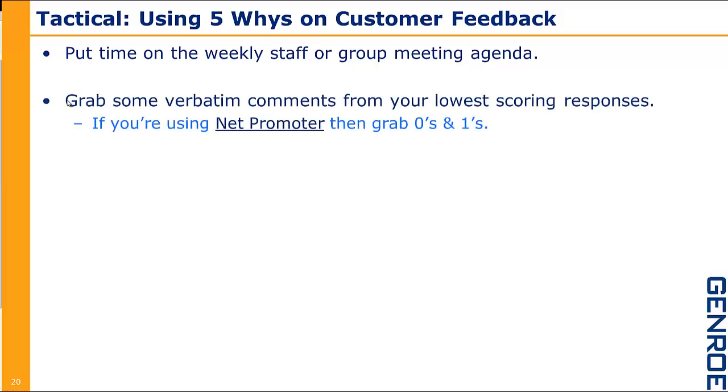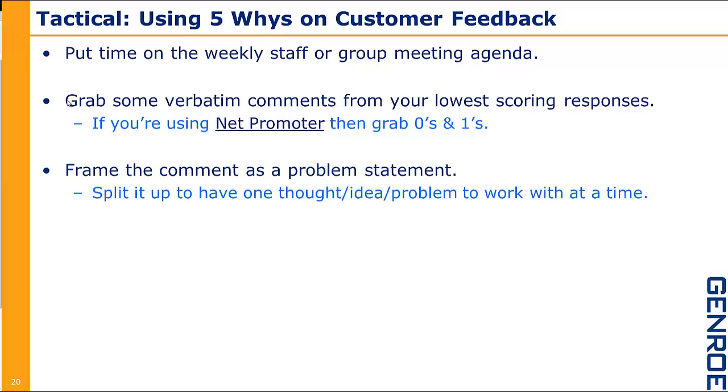Then grab some verbatim comments from your lowest scoring responses. So find some customers who aren't happy. If you're using Net Promoter, then zeros and ones are a great place to start this conversation. Find some customers that really aren't happy. So grab some commentary. What you want here is raw comments, because that's the kind of grist to this mill.